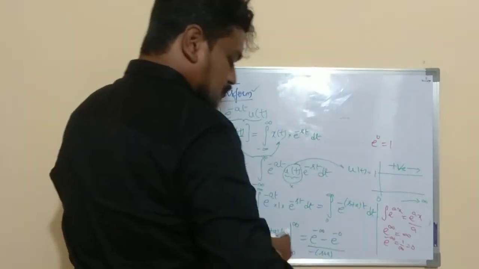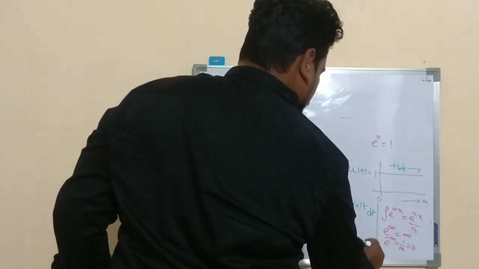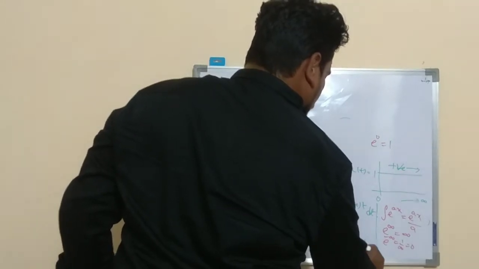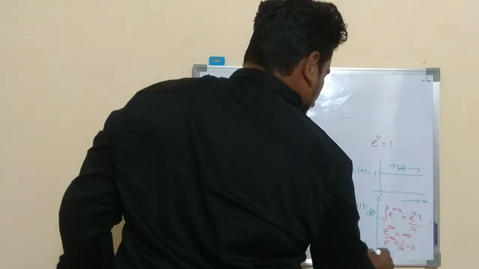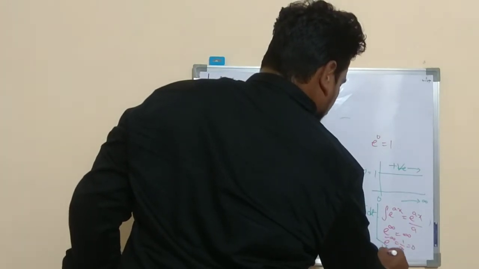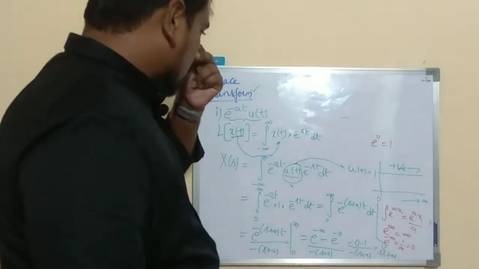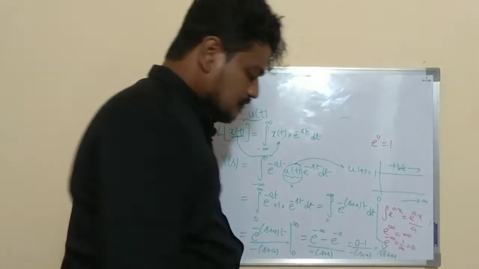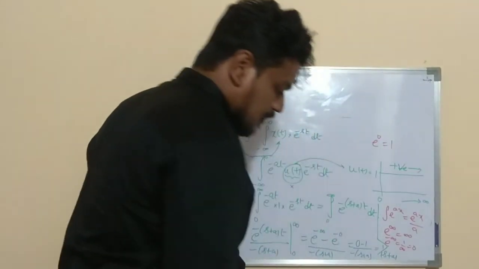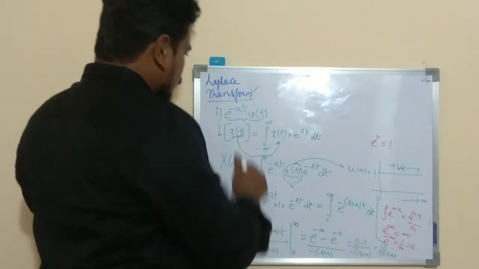Okay, so substitute those and what you get, you see here. So 0 minus 1 divided by minus of s plus a. Finally, what you are getting here, answer is equals to 1 divided by s plus a. Okay, so this is how you get the answer, right? Similarly, one more problem is there. E power minus at. One more problem is minus of.